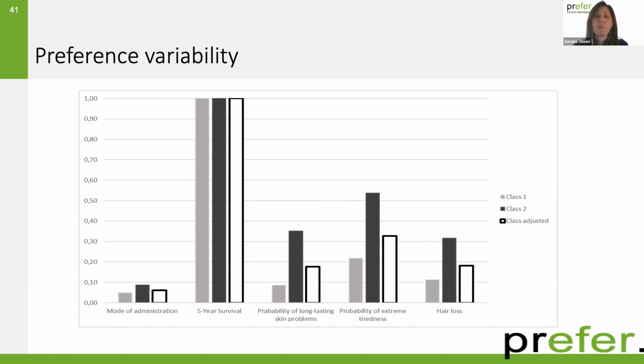Concerning preference variability, we found that 2 classes of patients explained variability in preferences. Please, next.